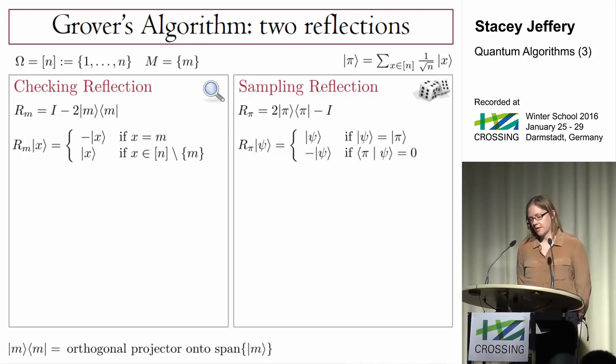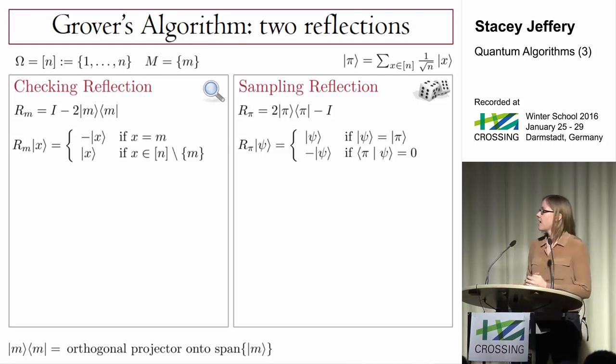No, so I've defined these in this particular way because these are going to be the building blocks for Grover's algorithm. And these reflections are going to specifically make the algorithm work. So they're going to make the algorithm find a marked element and find it pretty quickly. But they are really analogous to the two steps of the classical guess and check algorithm. Any other questions?